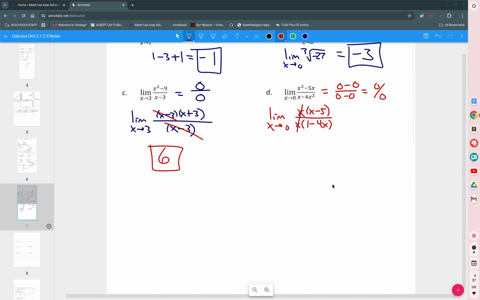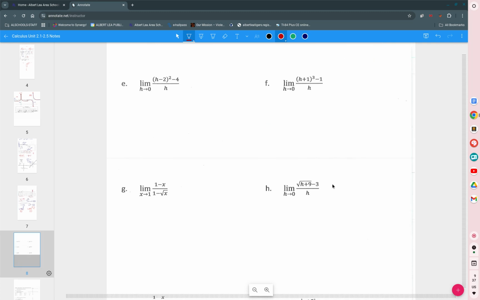Notice that the x's divide, but as you plug in 0, what do you get in the top? -5. What do you get in the bottom? 1. So the answer is -5. People see how somebody might make a mistake to write +5? So be careful in that situation.